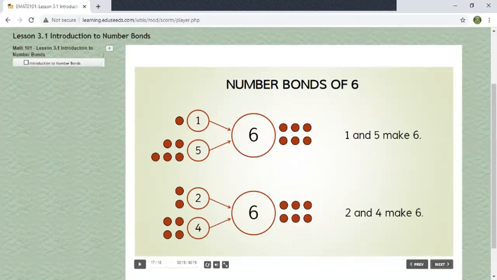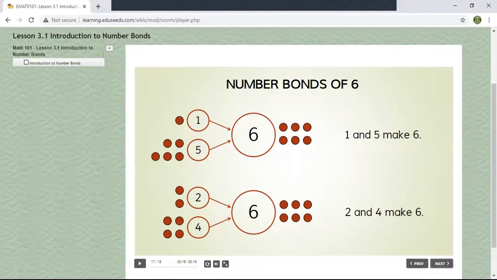So, everyone, you can see 1 and 5 make 6. One circle. Over here, there's 5 circles. Over here, how many? 1, 2, 3, 4, 5, 6. So you move the circles to here, all of them, and then you count again. It makes 6. Same like this.